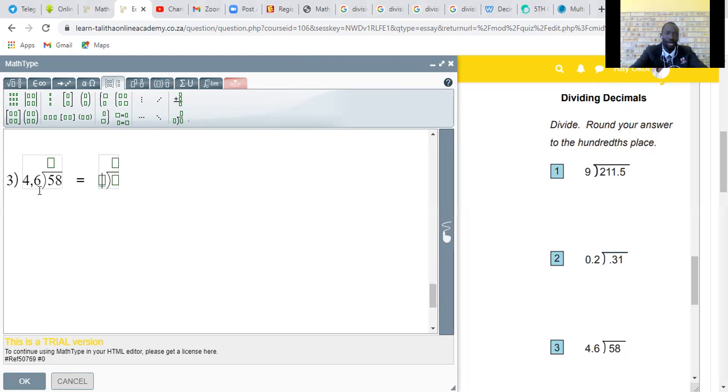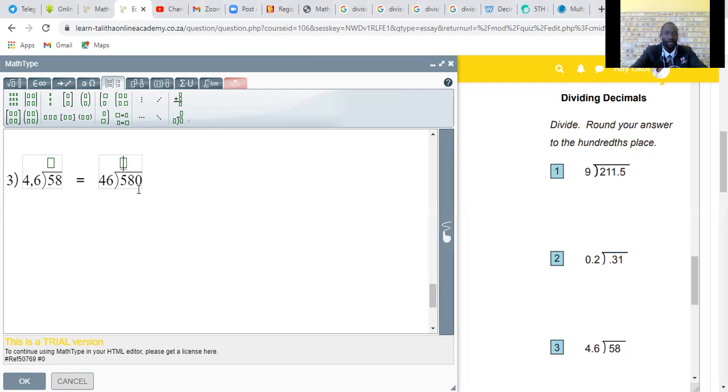So here we only move one step, so that for the divisor, we now have 46. Then for the dividend, we also move one step this way. When we move one step, we will be having 580. That is what we get, because each time we move one step, the number increases by a product of 10. Here is now the question.